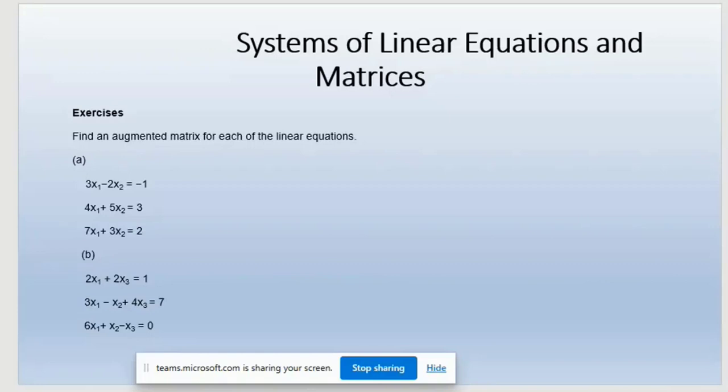How many unknowns do we have in this system in number A? There are 2, which are x1 and x2. Thank you. Now I'm going to Princess.